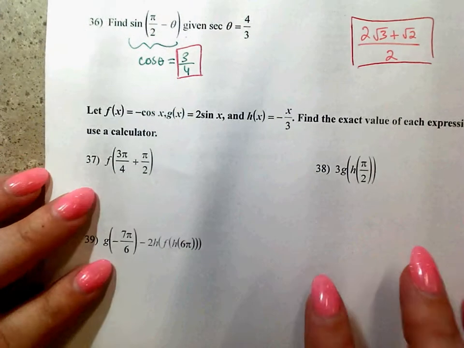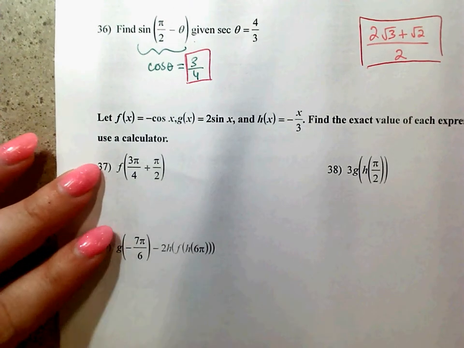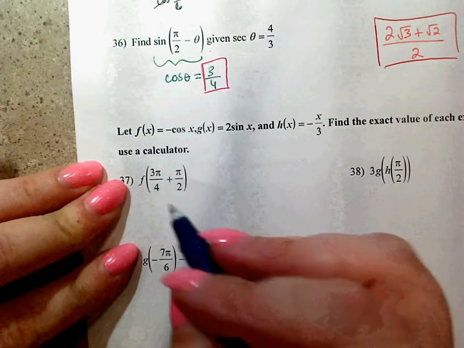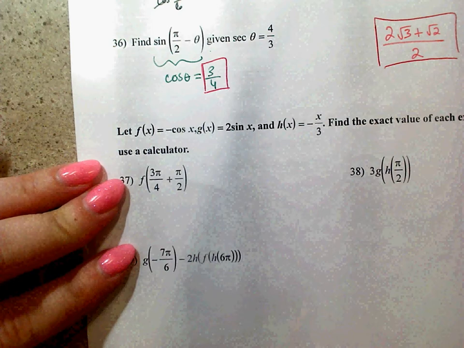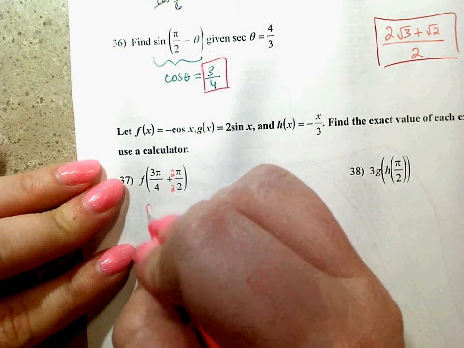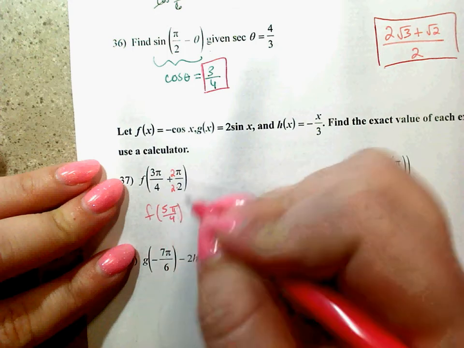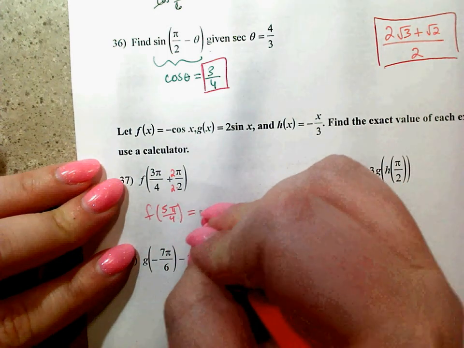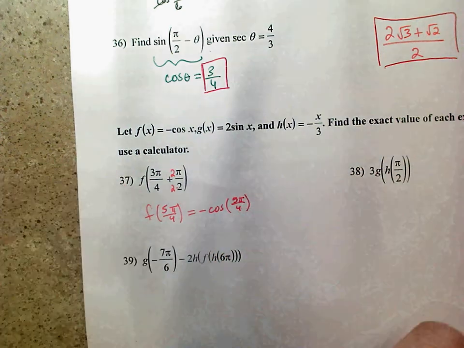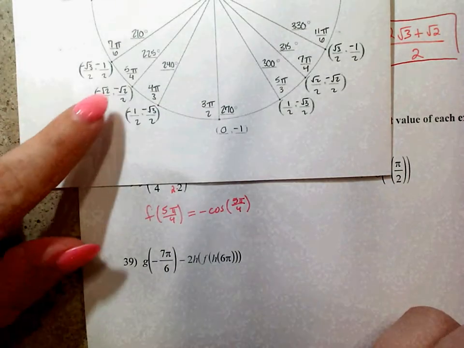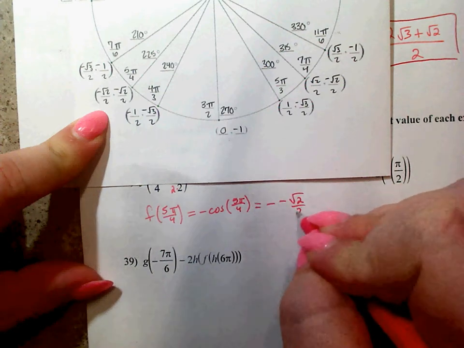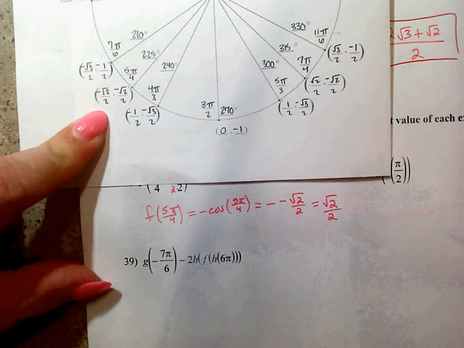Okay, for number 37, f of 3 pi over 4 plus pi over 2, what I'm going to have to do is first combine these angles. So I'm going to multiply by 2 on top and bottom. So I get 3 pi over 4 plus 2 pi over 4, that's f of 5 pi over 4. F is negative cosine, so that means negative cosine of 5 pi over 4. Cosine of 5/4 pi is negative square root of 2 over 2. So it's negative negative square root of 2 over 2. Final answer, square root of 2 over 2.